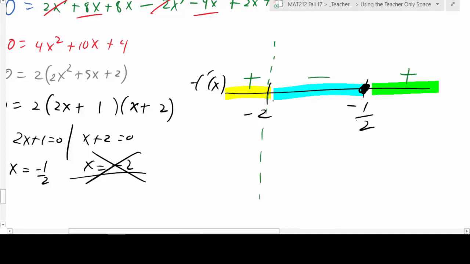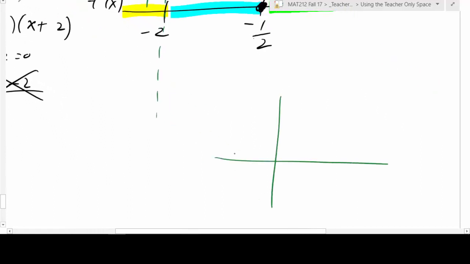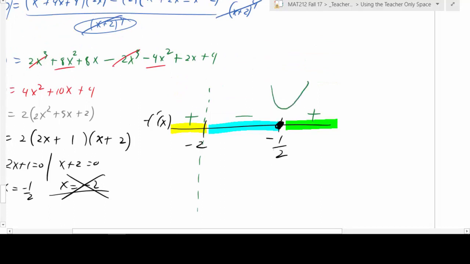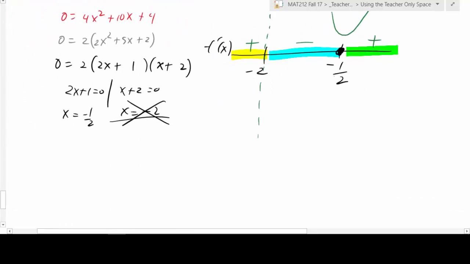Does that mean we have a max at -2 because we went from increasing to decreasing? No, no, no. We had a vertical asymptote there. So what our graph actually looked like at -2 is a vertical asymptote, and it looked like this. We went from a positive slope to a negative slope, but it's not a max or a min, right? But we do have a decreasing to an increasing at -1/2. So therefore, I do have a critical value at -1/2. You can sub it back into the original equation, and you will get -1/3.